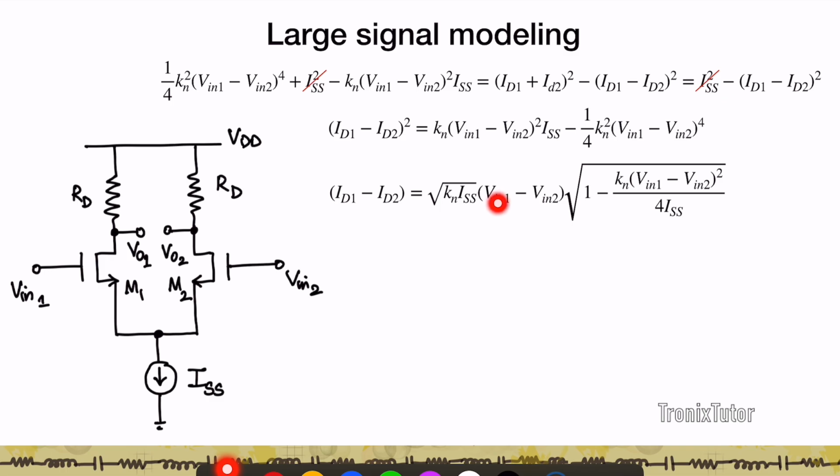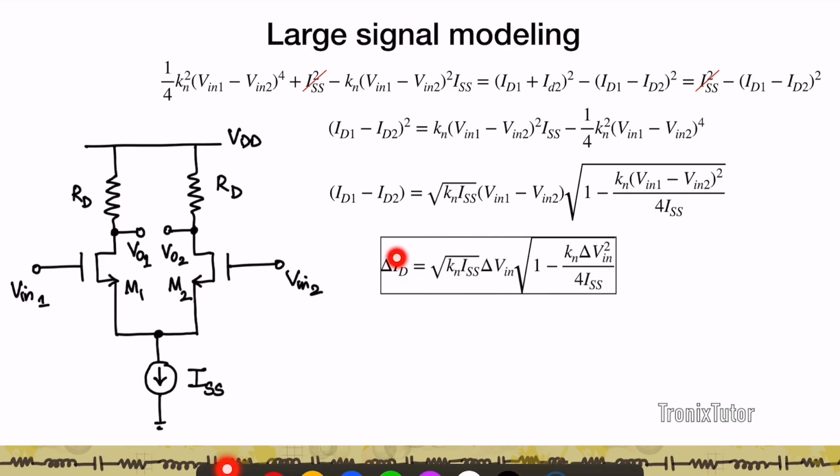So now if I define Vin1 minus Vin2 as delta Vin, or the differential voltage, and ID1 minus ID2 as the differential current, then essentially I get the differential current to be square root of Kn ISS into delta Vin into square root of 1 minus Kn delta Vin squared by 4 ISS. So what I want to draw to your attention is that it is not a linear function of delta Vin, right? Because of the square law dependence, delta Vin is not linearly related to delta ID.